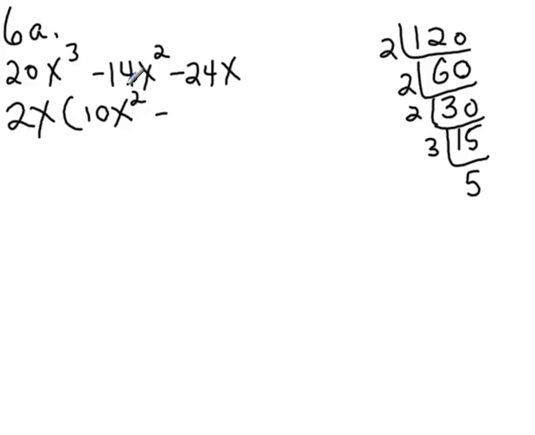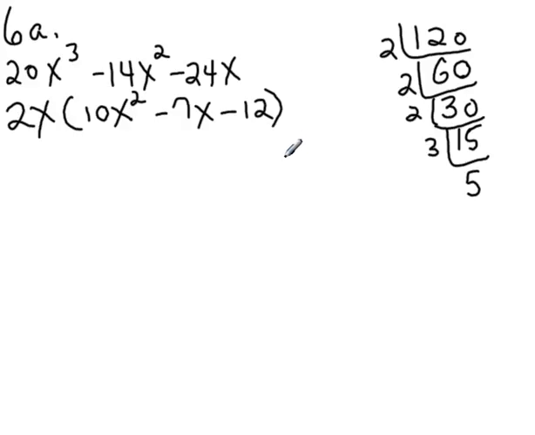Bring down the minus. 14 divided by 2 is 7. And x squared divided by x is x. Again, I subtracted those exponents. Minus 24 divided by 2 is 12, and x divided by x cancels out. And now I have a remaining 10x squared minus 7x minus 12 that I still have to factor.